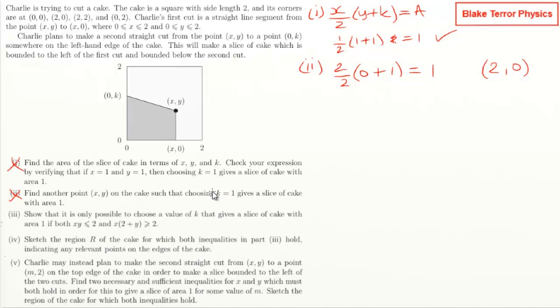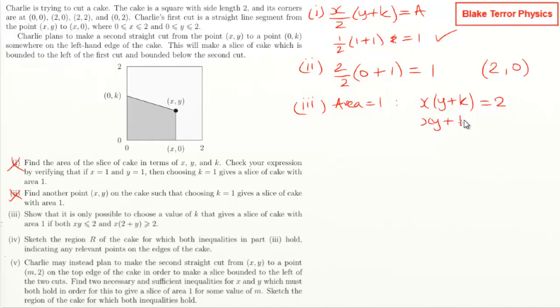Right, so that's part 2. Part 3, show that it is only possible to choose a value of k which gives a slice of cake with area 1 if both x times y is less than or equal to 2 and x times 2 plus y is greater than or equal to 2. Right, this all looks very similar to the equation. So if we've got area equals 1, because they don't have k in any of those inequalities, let's put that in and say we'd have x times (y plus k) would be equal to 2.